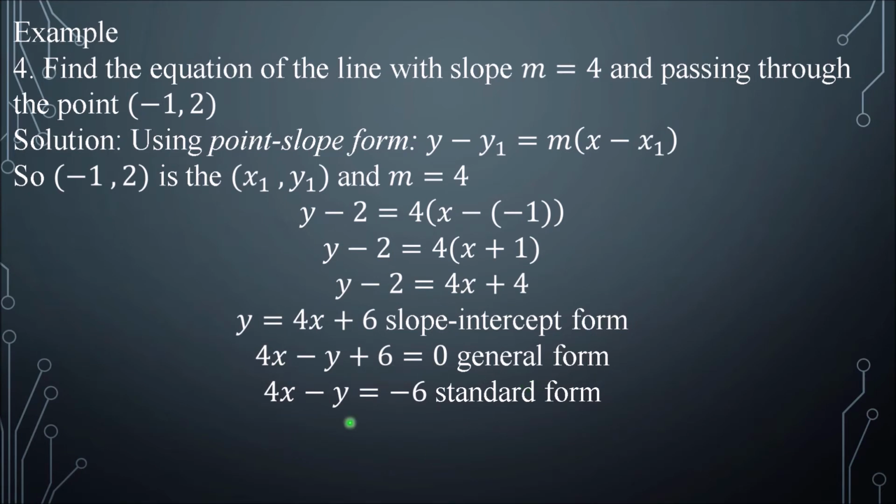And then 4x minus y equals negative 6. We transfer this 6 to the other side, so that's negative 6. That is the standard form.